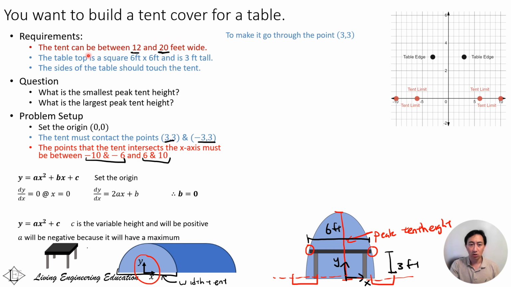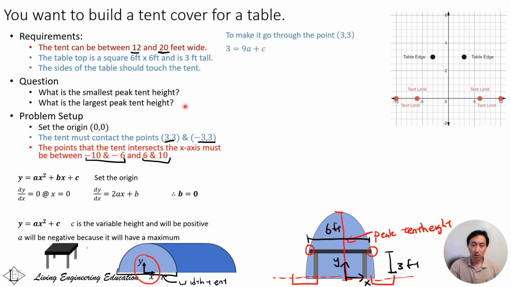All right, so now we can start looking at requirements. One of our requirements is that it needs to go through the 3, 3 point. That's what we looked at earlier here, right? So that the tent is touching the table edge. So we can literally just plug 3, 3 into this simplified quadratic equation. Now I don't need to also include the left side table edge, negative 3, 3, because I already have the symmetry accounted for with b equals 0. So once I set this up for one of the points, I'm already automatically setting up for the other point.